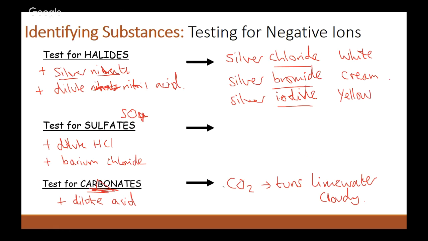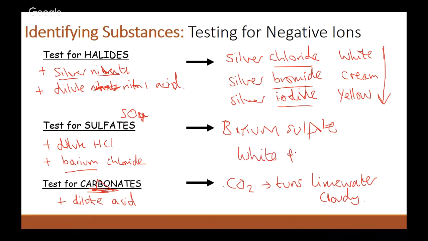One way to remember those colours is that it gets darker as you go down the periodic table. So if you look at the halogens in group 7, chloride, bromide, iodide, the colours of their precipitates get darker as you go down. Test for sulfates then, because you're adding barium chloride, you're going to end up with barium sulfate being made if you have a sulfate compound, and this barium sulfate is going to give you a white precipitate.